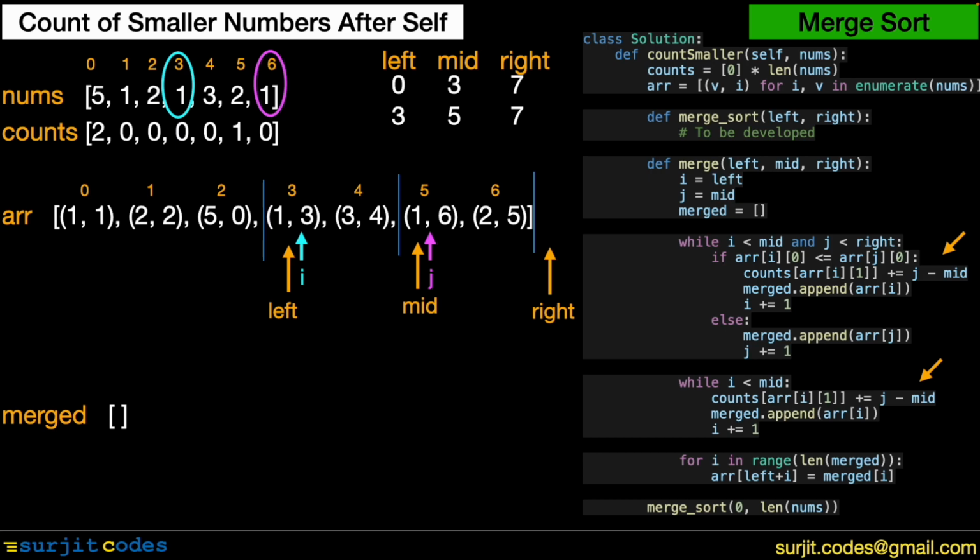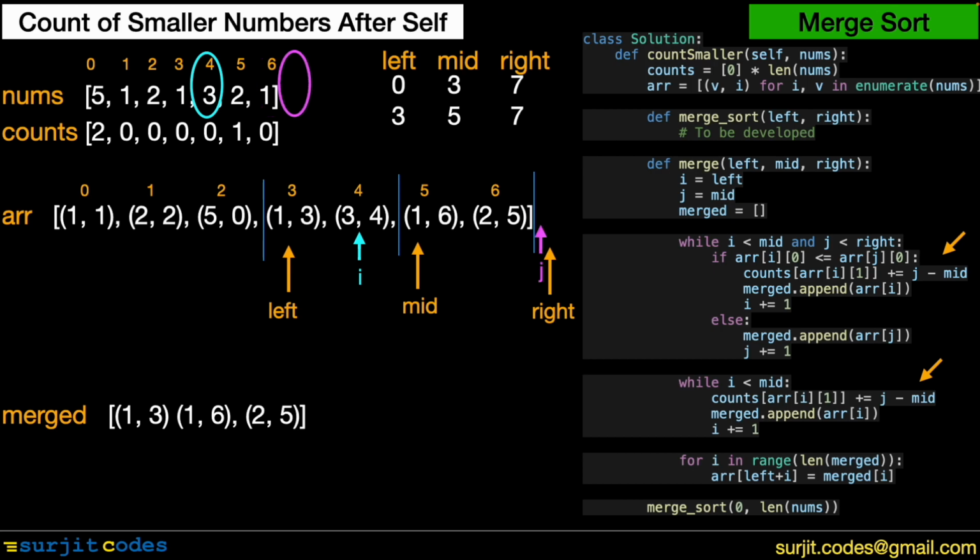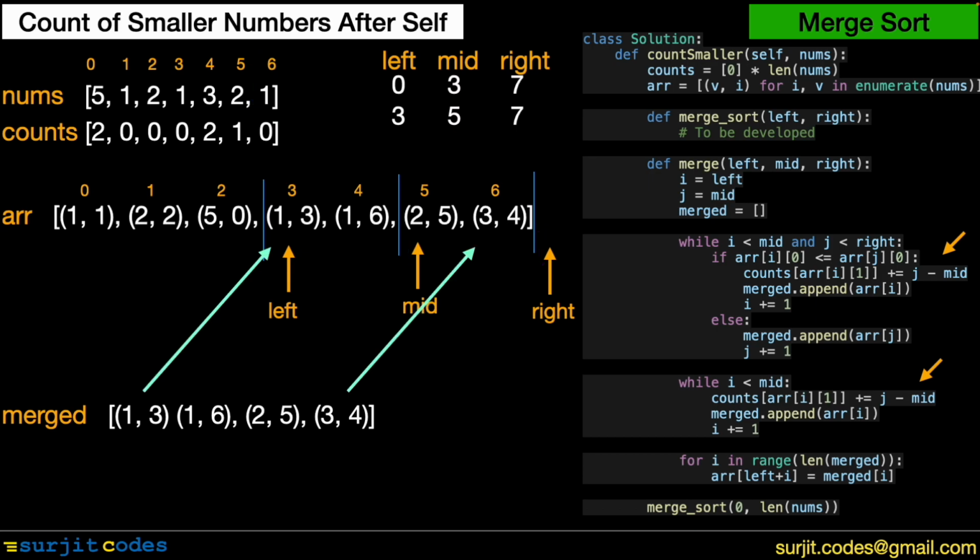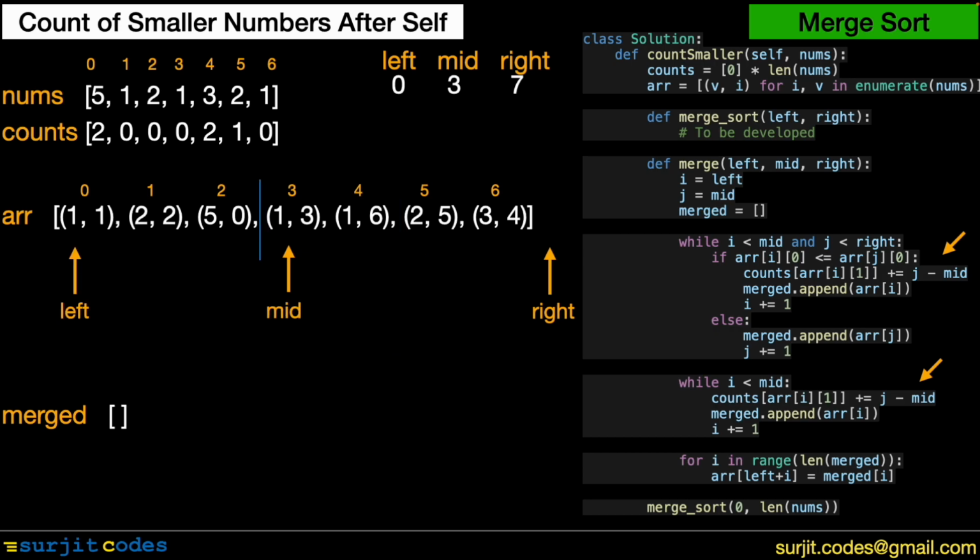Now we start merging them. Left partition moves first, but merged was empty, so no effect on counts. Then 1 and 2 move from right and right partition exhausts. We will process residual part of left. J minus mid is 2. It means that two elements of right partition are present in merged. We raise count of 3 by 2 and append it to merged. We now restore merged and this call is also over.